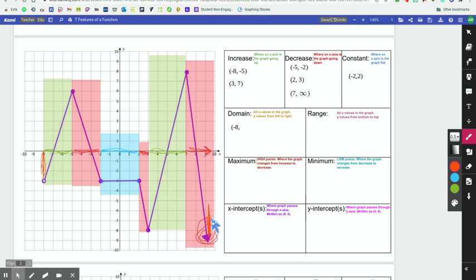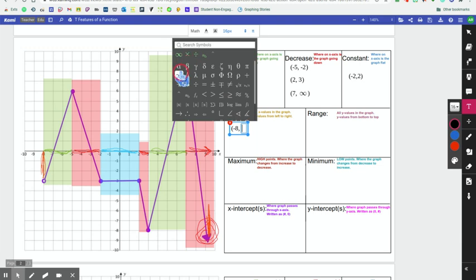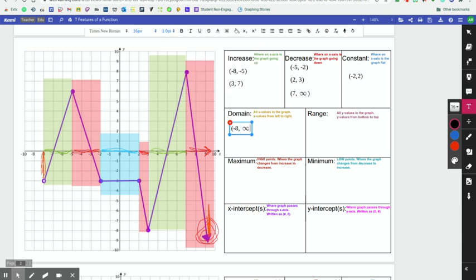It goes on forever. And what's forever in math? Infinity. So when I finish writing out my domain, because that right side has an arrow that goes forever, it's going to be the infinity symbol. And the infinity symbol always uses a parenthesis. Always, always, always. No ifs, no ands, no buts.